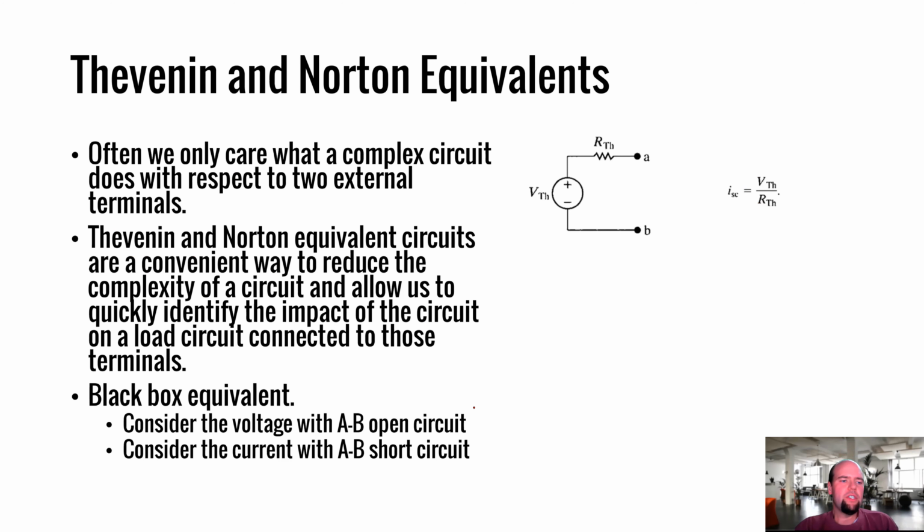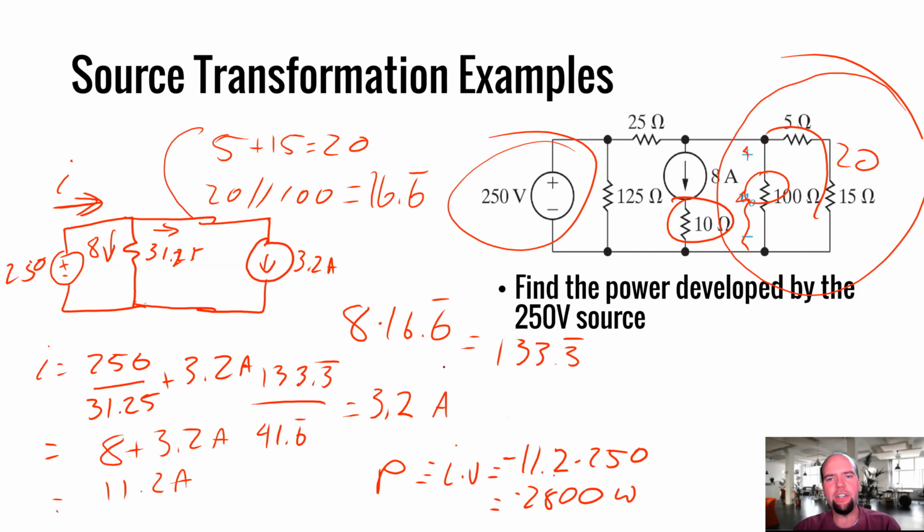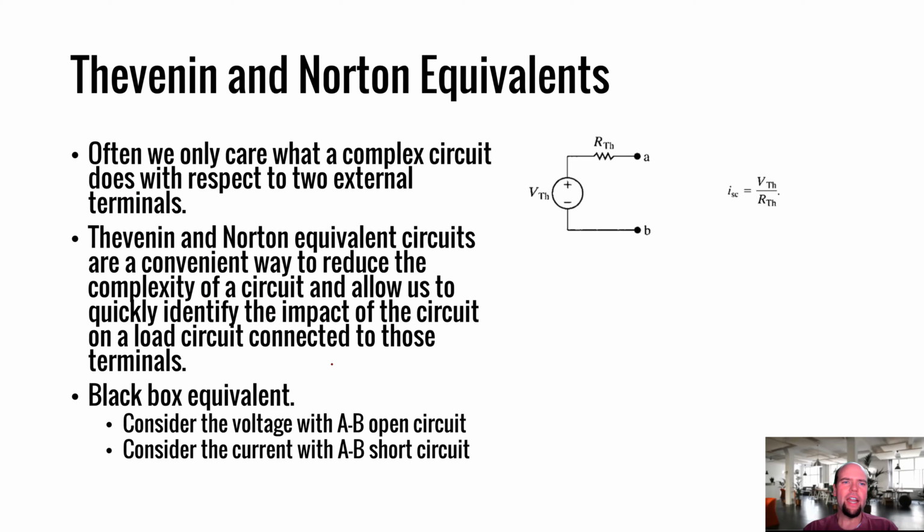Okay, so, taking this to its extreme, it turns out that any circuit of any complexity, as long as it contains resistors, voltage supplies, current supplies, dependent supplies, independent supplies, doesn't matter, can be reduced down to a single equivalent voltage source in series with a resistor, or a single equivalent current supply in parallel with a resistor. And when we take our big, giant, complicated circuit and reduce it down to that shape, that is called the Thevenin or Norton equivalent circuit.